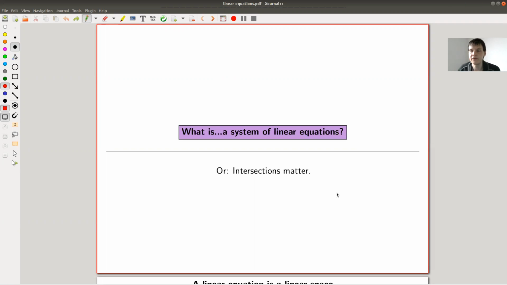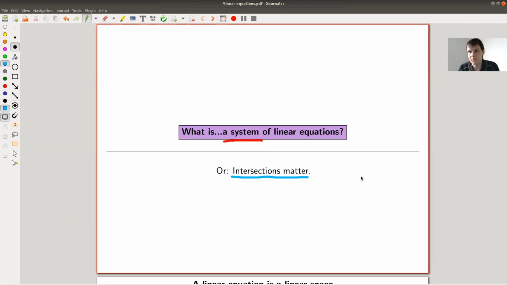Okay, welcome everyone to my continuation of what is linear algebra. Today I want to explain something very important. What are linear equations, or rather what is a system of linear equations? As we will see, it's all about intersections, and this is a very classical problem.